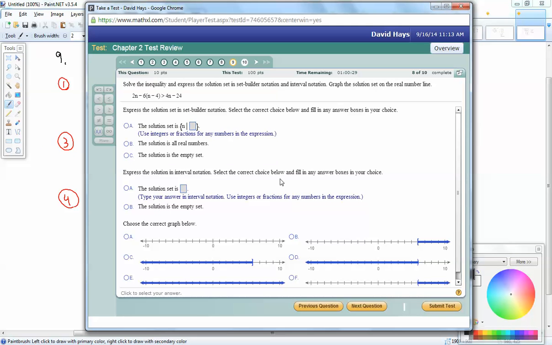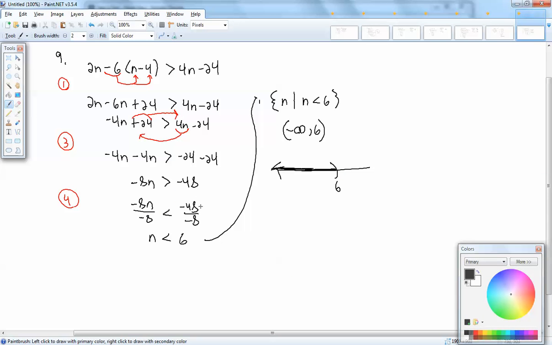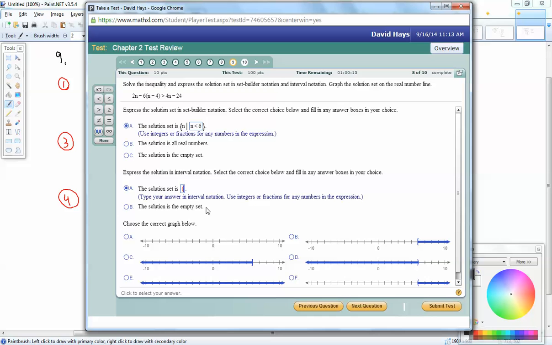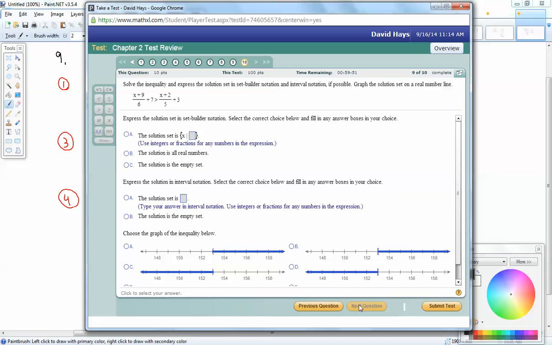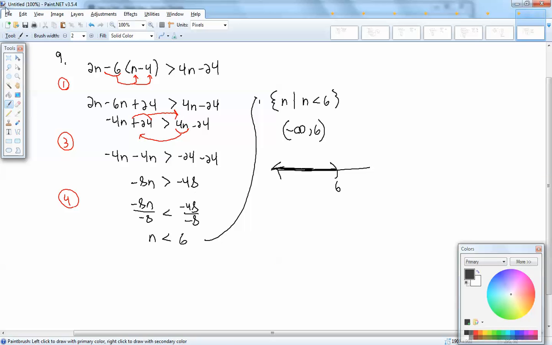So let's go input our answers. Okay. Here we got n is less than 6. Here's our interval notation, I'm assuming. I should probably read the instructions. So I'll have negative infinity, comma, 6, and then parentheses. And 1, 2, 3, 4, 5, 6. Well, that's a bracket. 1, 2, 3, 4, 5, 6 parentheses. I think I shaded to the left, didn't I? Yes, I did. Okay, so now I'll say next question. And last question. So let me start a new page.